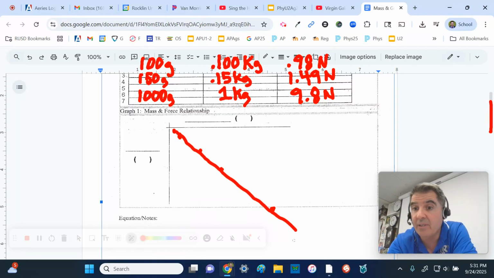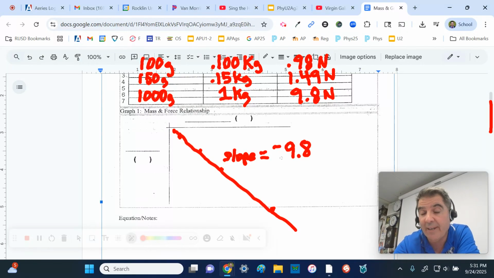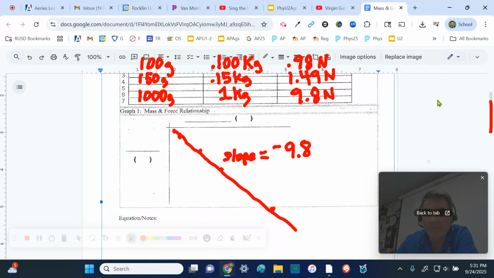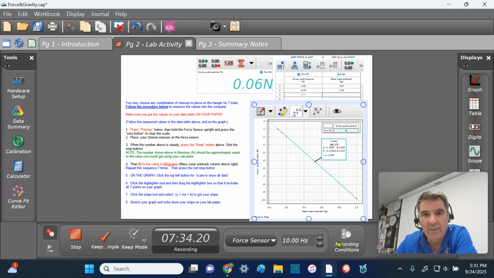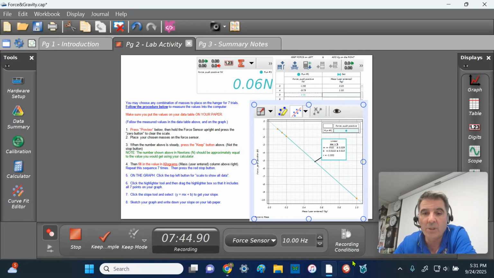And so what do we have in this graph? Well, we had a slope, and the slope was equal to negative 9.8. But negative 9.8 what? Negative 9.8 what, right? So let's look at this. In this thing, we have on this side, we have mass on one side and we have force on the other.